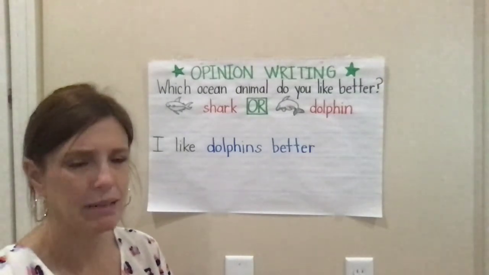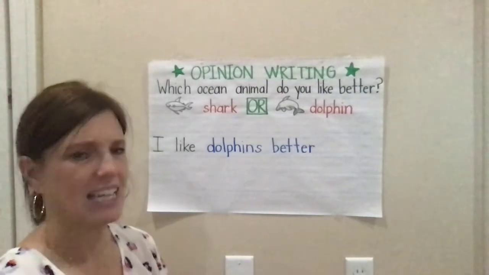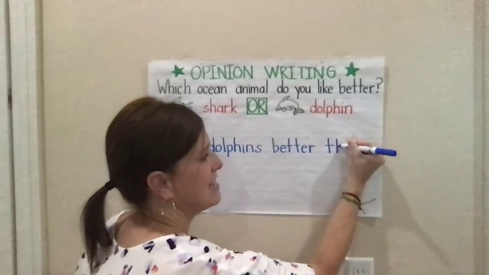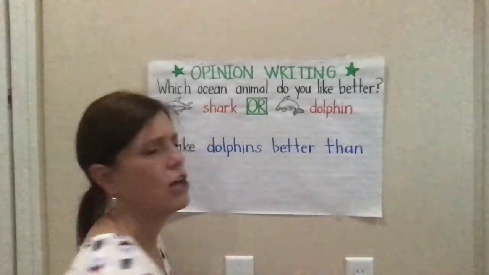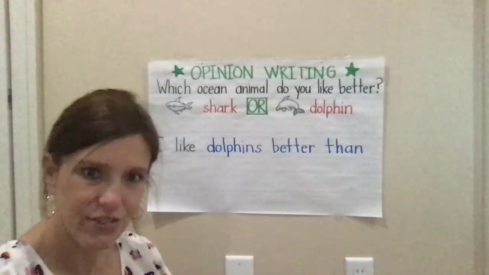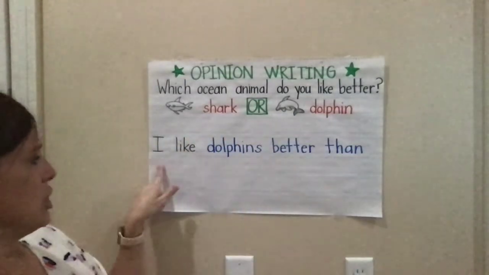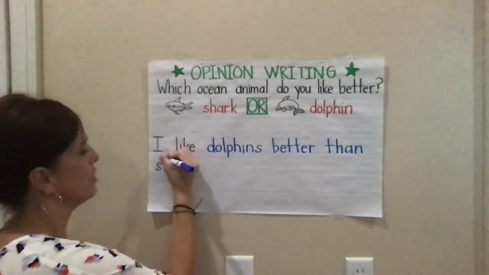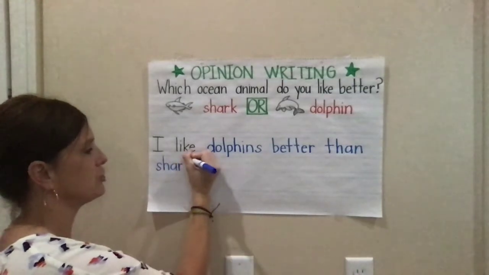Than, that's a sight word, I believe. And than, the than, that's right, than. I like dolphins better than what? What was my other animal that I could choose from? That's right, it's sharks. So I'm going to put, I like dolphins better than sharks. And I can copy that word again right here. R, ooh, bossy R, shark.